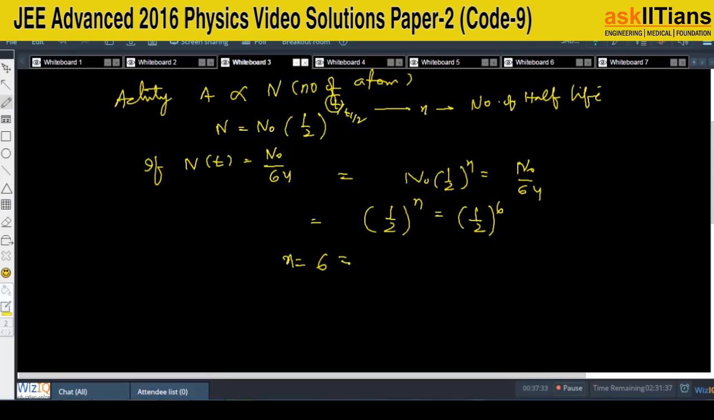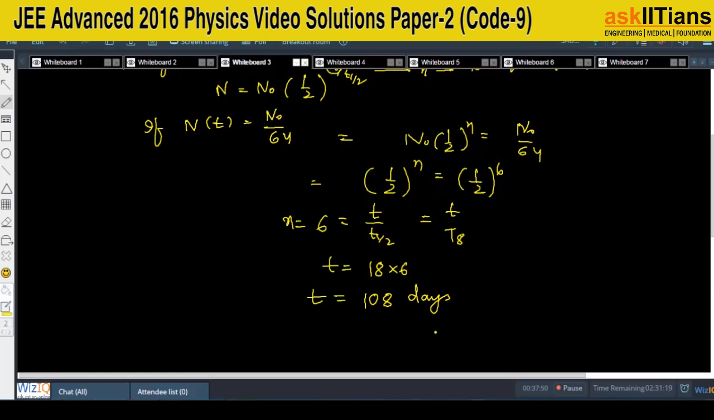Now we already considered n is equal to T upon T half, and T half is equal to 18. Solving this we got T is equal to 18 into 6, that is T is equal to 108 days. So this question is based on radioactive disintegration, in which the number of atoms was given at two different instants. We use the law of radioactive disintegration, put in the values and get the final answer. This was an easy question.